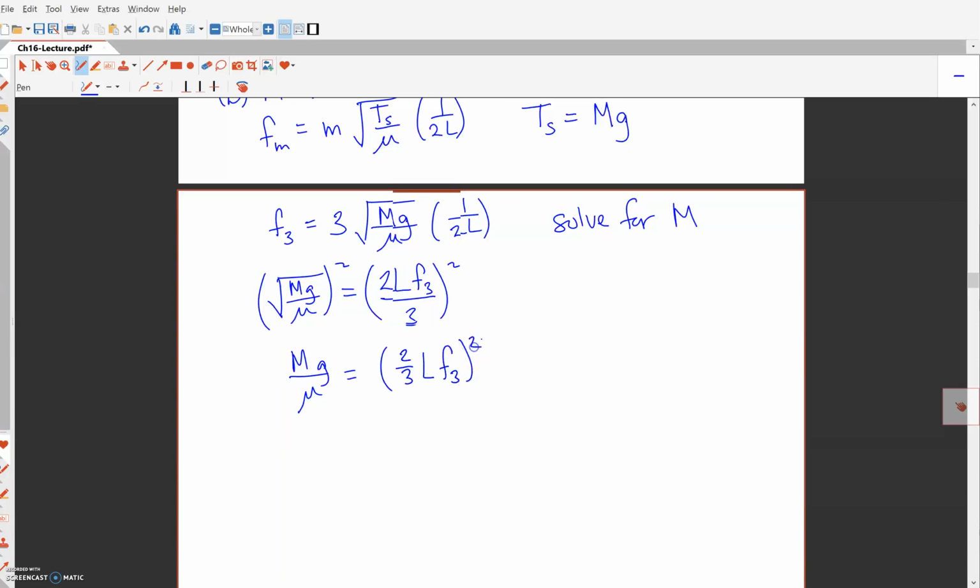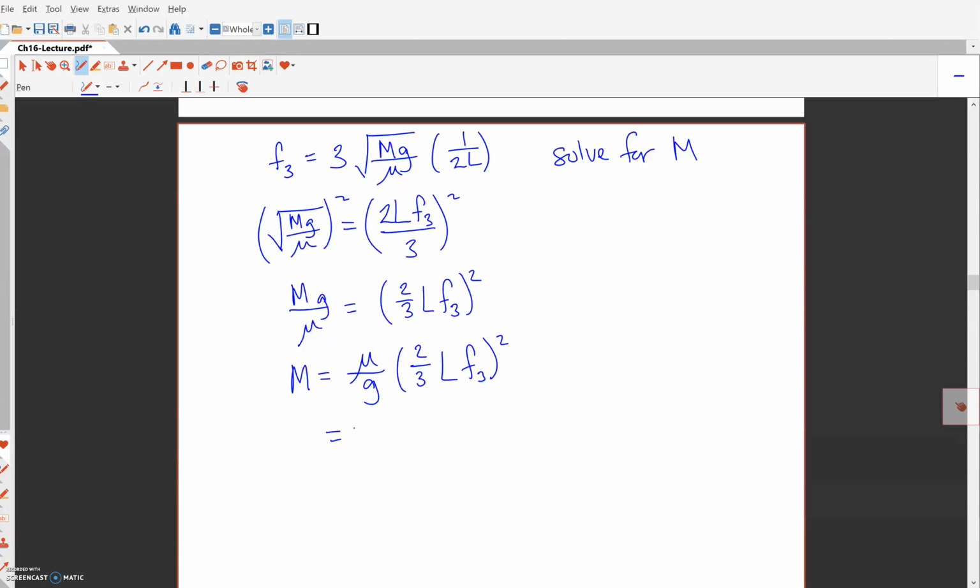Now this F3, that's just the third mode frequency, but that is the same driving frequency that we found in part A. So let's not forget that. So I can now solve for m. That's equal to the linear mass density over the acceleration due to gravity times 2/3 L F3, all that squared. Now I can plug in numbers.